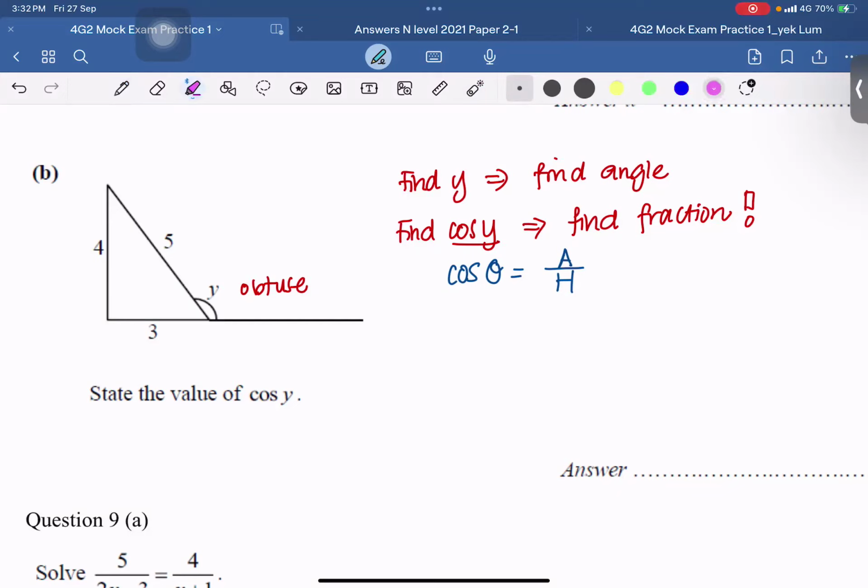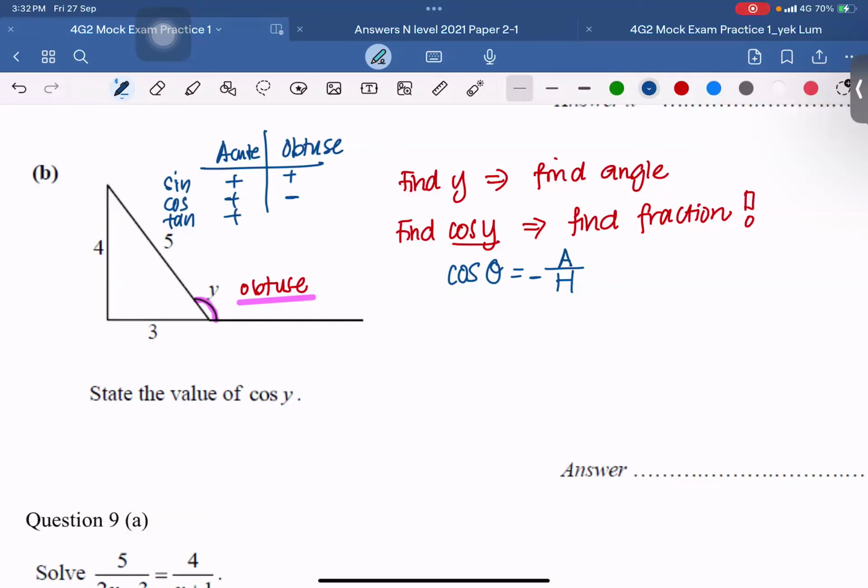Observe, this angle y over here is obtuse. When it's obtuse, for cosine I must add a negative sign. If you cannot remember, this table: acute, obtuse, sine, cosine, and tangent. Sine is positive on both sides. Only cosine is negative. Okay, tangent is also negative, but they seldom test tangent, it's not in the syllabus. So the one they will test is always the cosine of the obtuse angle.